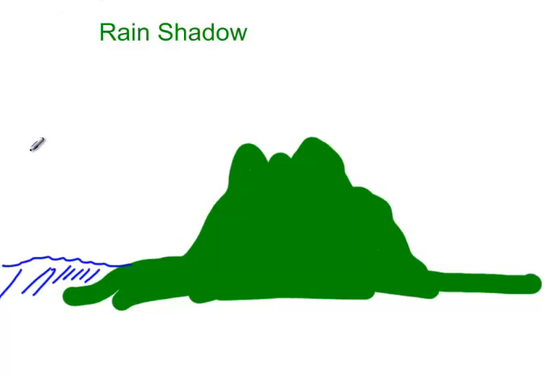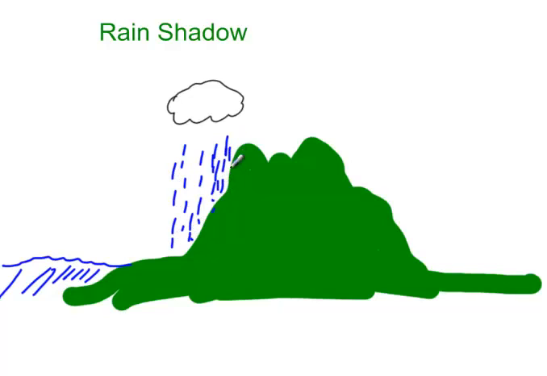So if we had air that was moving in from over the moist water, over the ocean, that air comes in and there's a mountain in the way. Clearly that air can't move through the mountain, so that air has to move up. So that air moves up, it gets colder. Colder air can't hold as much water, so the water that it had has to go someplace. So we end up with rain on this side of the mountain. We call this the windward side of the mountain.